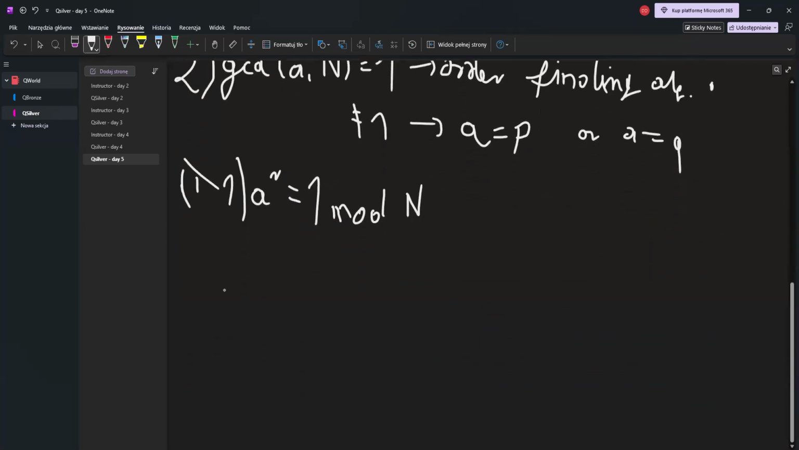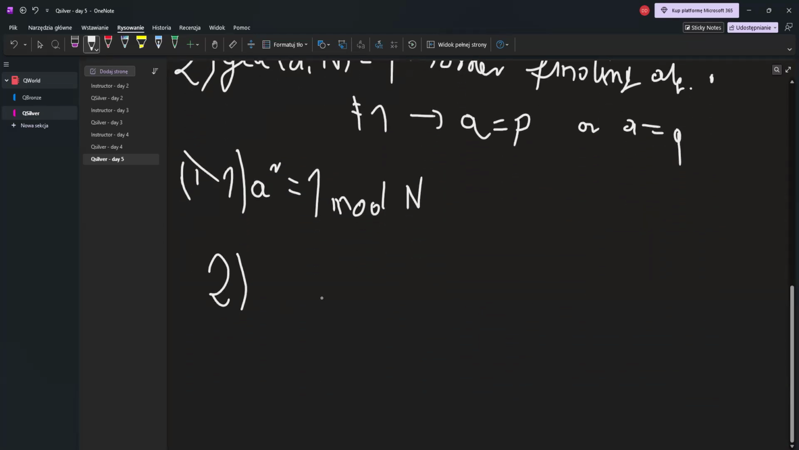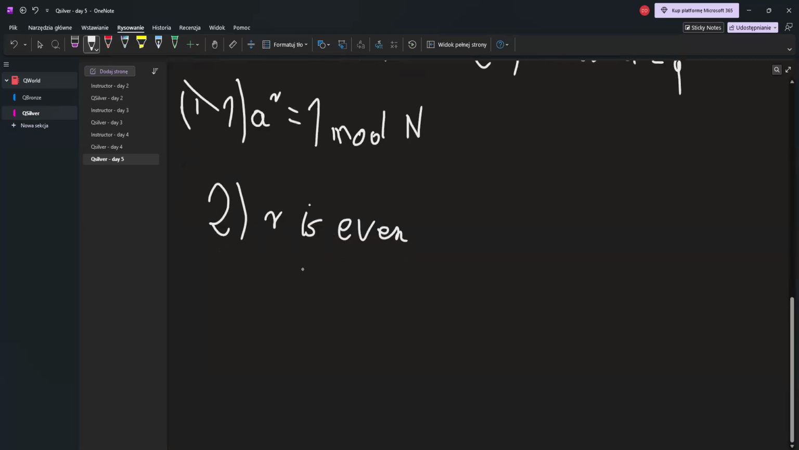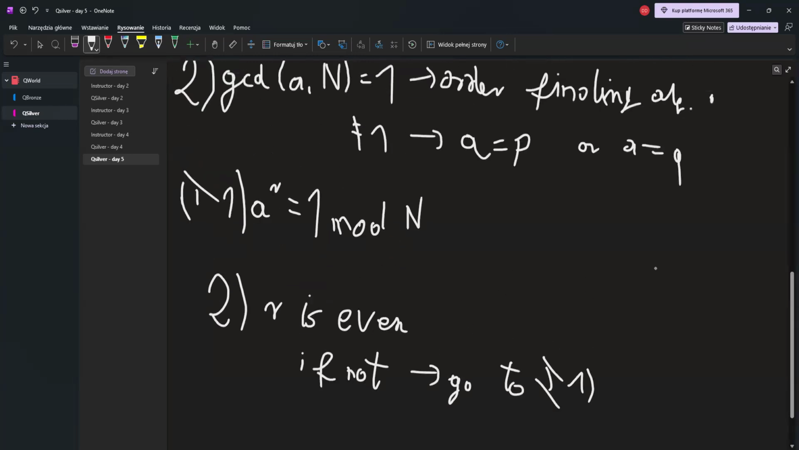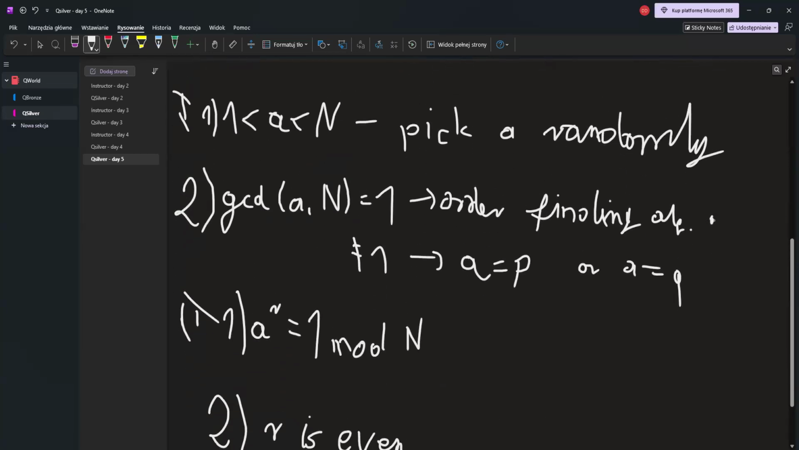Here is another part. Once we guess R using this order finding algorithm, we need to make sure that R is even, or in other words, that it can be divided by 2. If not, we need to restart the whole algorithm. Go to 1.1, and maybe 2.2.1.